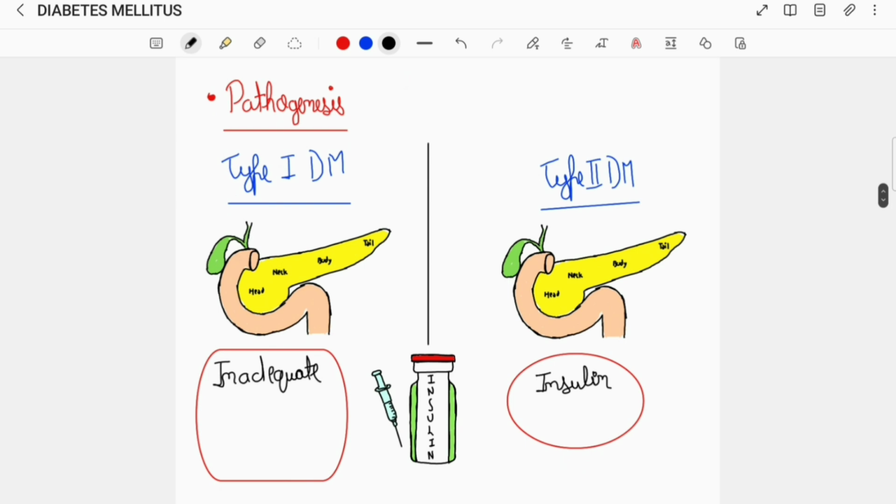Diabetes mellitus is broadly of two types. First, what we have is type 1 diabetes mellitus, which is characterized by inadequate insulin production due to destruction of the beta cells of the pancreas. Second, what we have is type 2 diabetes mellitus, wherein the patient suffers from insulin resistance.